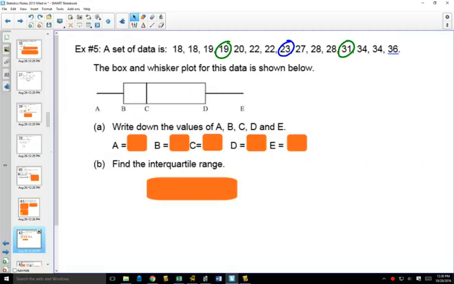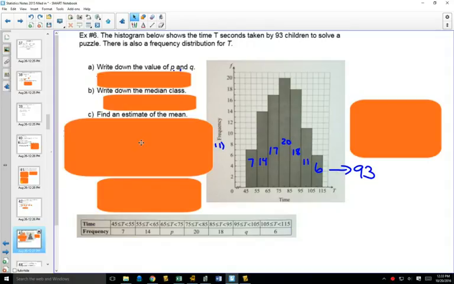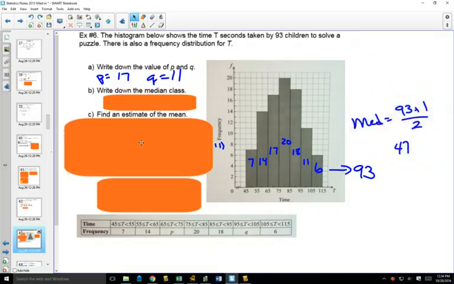So again, you could put all of that into list 1, and now you wouldn't have a frequency list. And there are the values for A, B, C, D, and E. So we have our frequency down here, and filling in the numbers from our chart, you can figure out that P has to be 17, because that's between 65 and 75, and Q has to be 11, because that's between 95 and 105. There's 93 numbers in total, so if you add 1 and divide by 2, your median is going to be your 47th one.